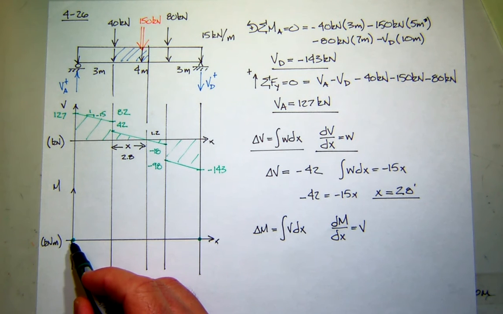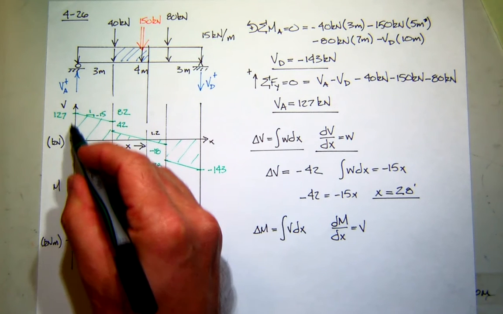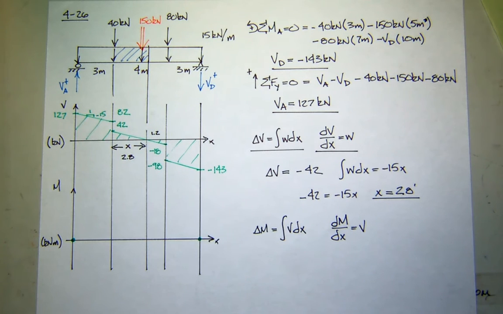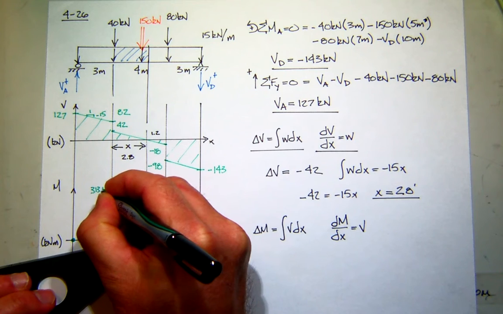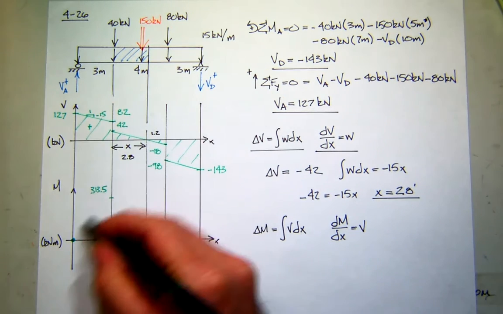So what is the change in moment over the first 3 meters? It's the area of the shear diagram, which is trapezoidal, right? So the area of a trapezoid, you just simply average the heights and multiply by the base. So what is that? The average height is 104.5, and then times 3, I got 313.5. Did you guys get that? 313.5. And that's a positive area, so it's a positive change.